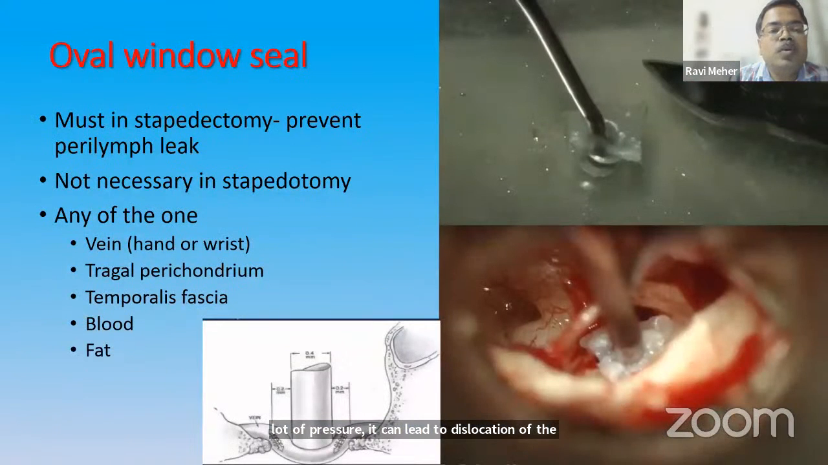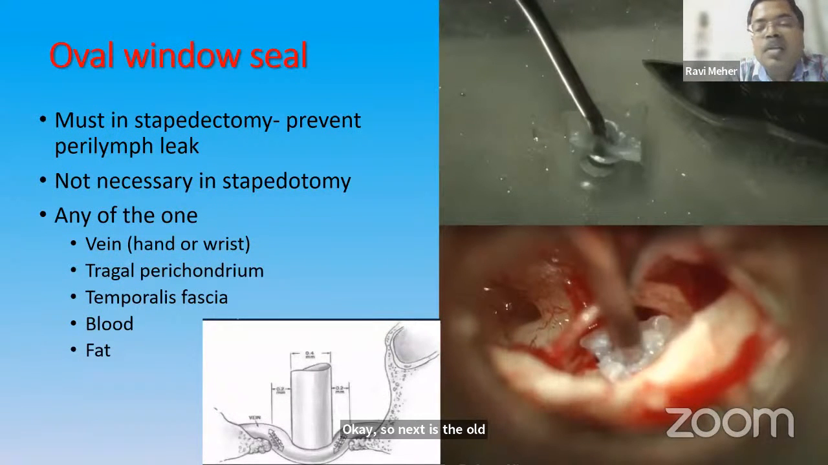Okay, so next is the oval window seal. There are many surgeons who use vein graft, but for stapedectomy, it is a must, right? If you have done a stapedectomy, have removed the whole of the footplate, you must put a vein graft or a temporal fascia graft. But for a normal stapes, when you are doing a stapedotomy, it is not necessary. I am not using any vein graft. We are doing stapedotomy and just inserting the piston.